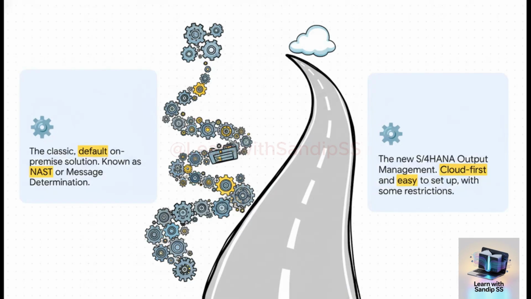You know, in the world of SAP S4HANA, there are basically two main roads you can go down for output control. On one side, you've got the tried and true method called NAST, which is also known as message determination. It is incredibly flexible and powerful. Then, on the other side, you have the new kid on the block, the modern S4HANA output management. It's designed for the cloud, it's way easier to set up, but it's not quite as customizable. And this choice, well, it's pretty central to how you manage your whole system.